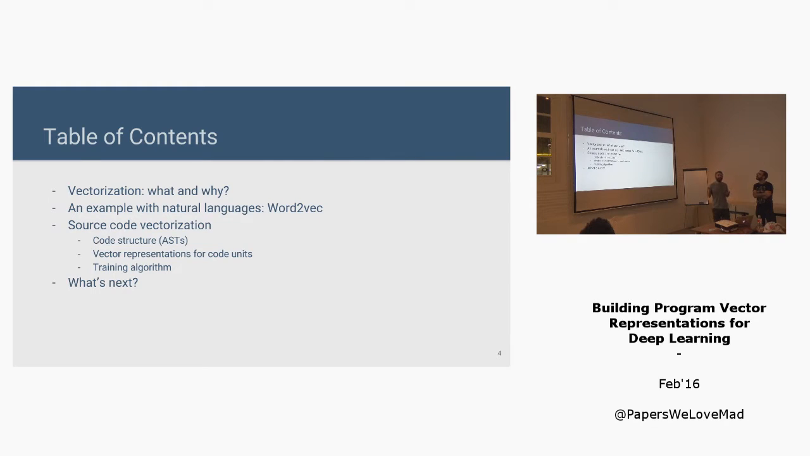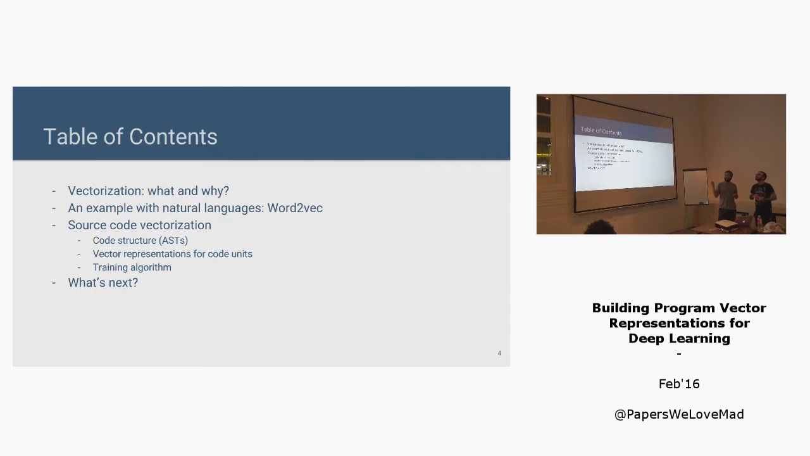So a bit of what we're going to talk about this afternoon. We are going to start talking about vectorization. What exactly is vectorization? Why do we need it? In order to make it more clear why and how we do it, we're going to cover an example with natural language, which is Word2Vec. It's well known, and it's more clear to explain than diving directly into source code.